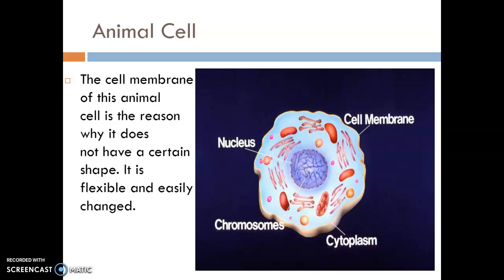The animal cell. The cell membrane of this animal cell is the reason why it does not have a certain shape. It is flexible and easily changed. That is also why your animal cells are normally circular in shape. They don't have any structure other than that cell membrane, and the cell membrane is ever changing, so it can be any type of round shape.